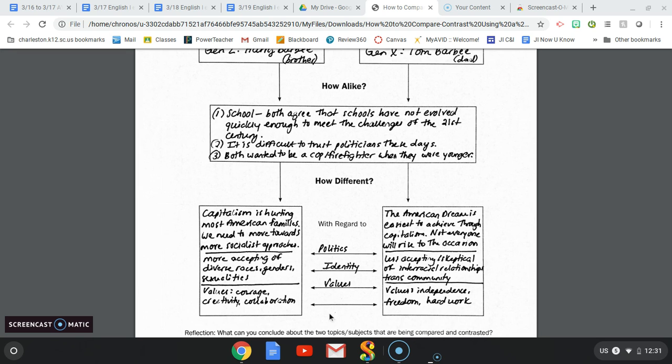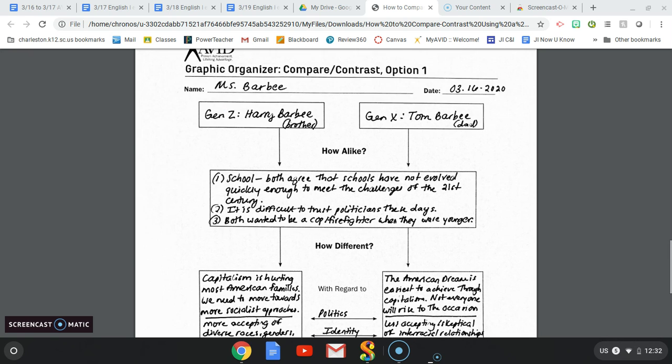As far as values, my brother listed courage, creativity, and collaboration as his top values, and my father listed independence, freedom, and hard work. Again, in this section, you can use complete sentences like I have, or bullet points with words and phrases.